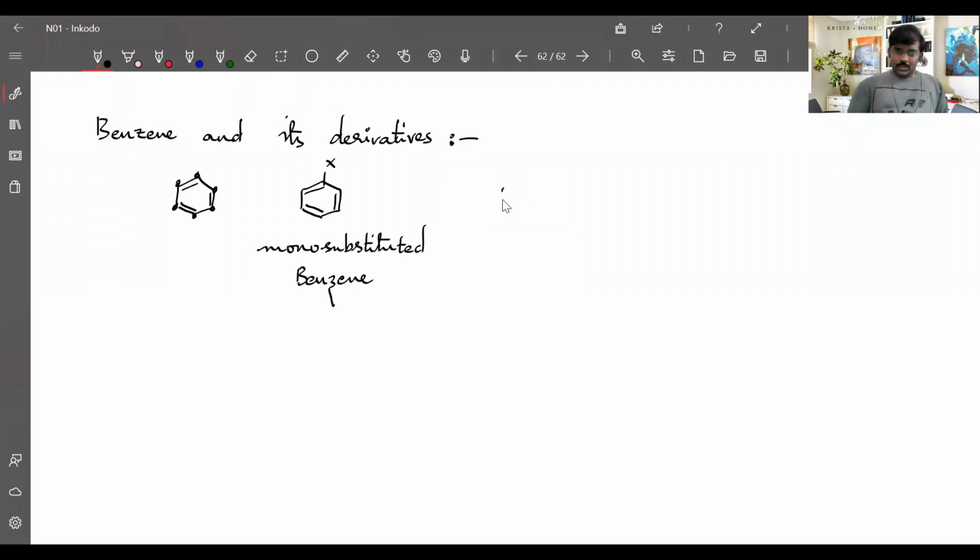And disubstituted. Disubstituted means 2 hydrogens, that means at 2 carbons, 2 positions, 2 hydrogens we replaced, like X, Y. So when 2 hydrogens are replaced, then we call it disubstituted benzene. Similarly, if I replace 3, it is trisubstituted benzene. Likewise there are different ones. All the 6 carbons can equally get substituted.